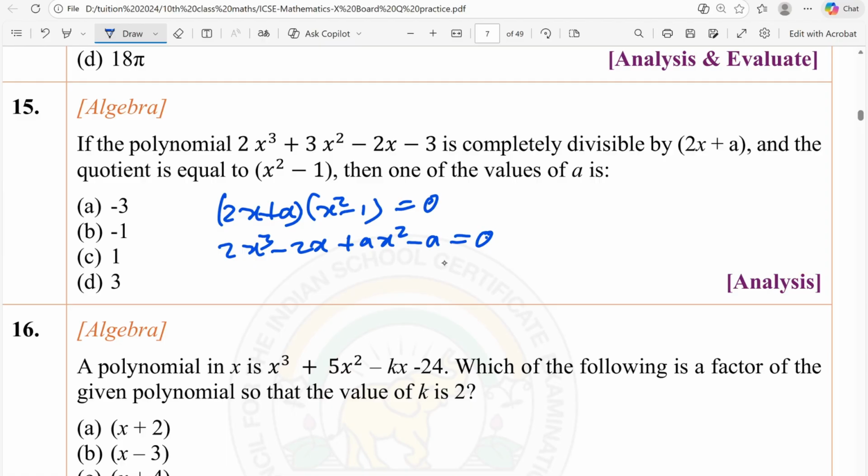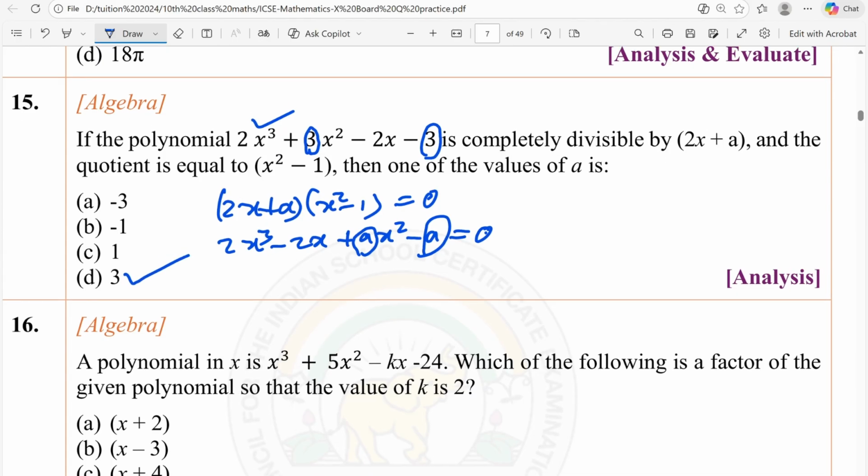Now this is 2x cube plus 3x square minus 2x minus 3. This one is 3x square minus 3, so 3 is a. Therefore a equal to 3. Now next one.